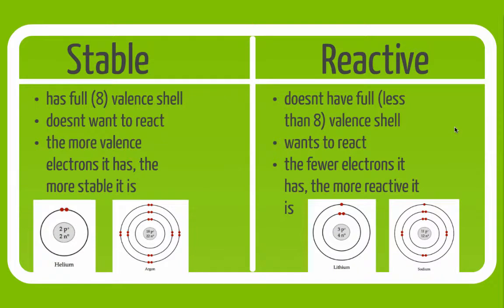The opposite of that would be an element that's reactive. These are any elements that don't have a full shell, so they're anything less than 8. But 8 is great, so they're always trying to get to that magic number of 8. They react, they bond in order to do this. So these are the most reactive, because the fewer electrons they have, the more reactive it will be. Lithium and sodium are 2 of the most reactive elements on the periodic table. Any element in group 1 has the least amount of valence electrons. Group 1, they only have 1 valence electron. They're the most reactive because they have the longest way to get to 8. They want to react. The way they react is called bonding.